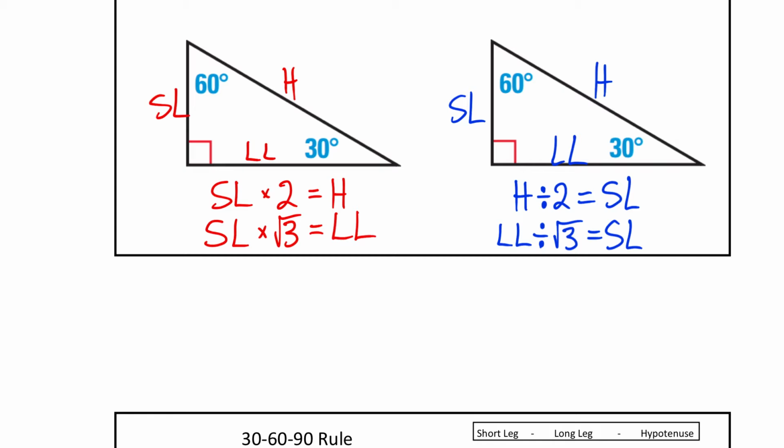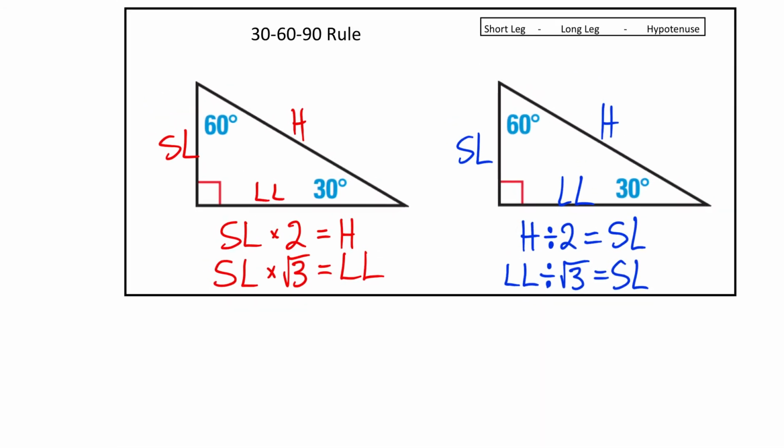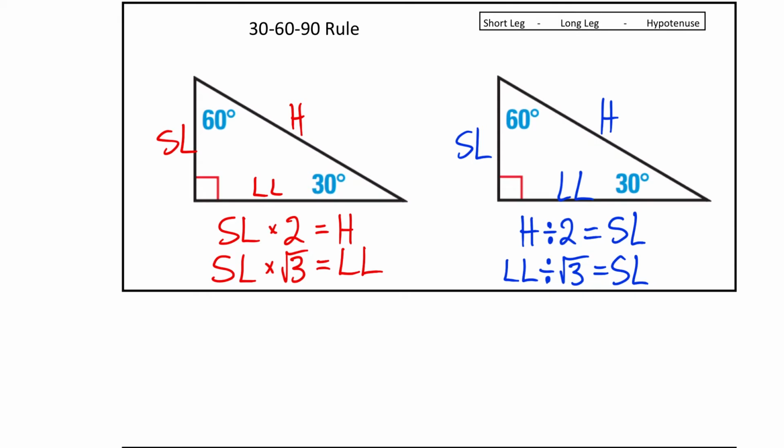What I'm going to do is I'm going to go back over to these rules. Okay, so again, let me go back over here. There's only one of these that starts with the long leg. It's this one right here. Okay? And so if we want to go from the long leg to the short leg, what are we going to do? Divide by the square root of 3. So what I'm going to do is I'm going to take the long leg and divide that by the square root of 3. Okay, I'm going to go back over here, and I'm looking for the hypotenuse.